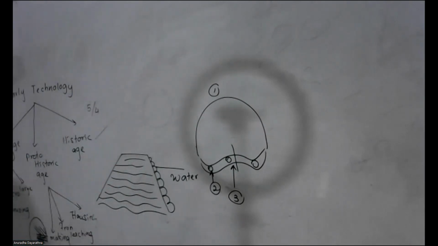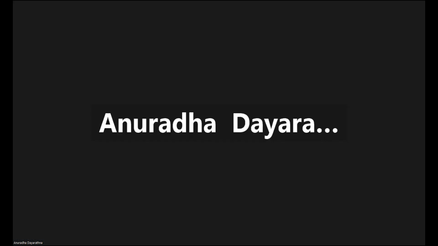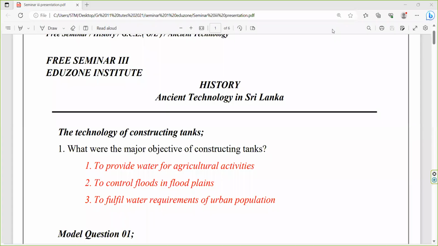So that is the second question that comes. Now we are discussing only the objectives of constructing the dam. When we go to the objectives, these are the three objectives. You can just write these three objectives. If you don't have them, just write them on a piece of paper.